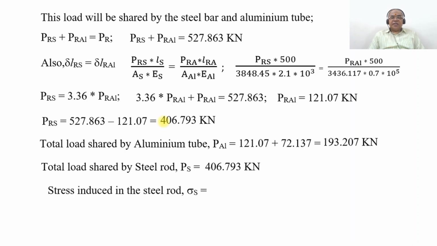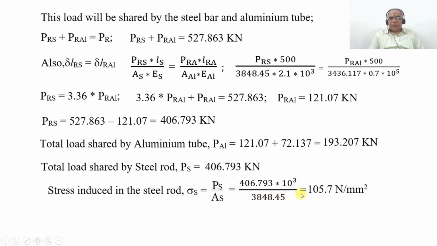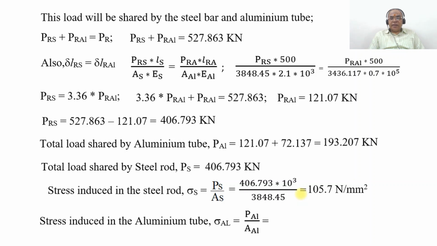So the stress induced in the steel rod, sigma S, will be equal to PS by AS, which is 406.793 into 10 to the power of 3 divided by the area of steel rod 3848.45, which is equal to 105.7 Newton per mm square. The stress induced in the aluminium tube, sigma AL, will be equal to PAL by AAL, which is 193.207 into 10 to the power of 3 divided by 3436.117, which is equal to 56.23 Newton per mm square.